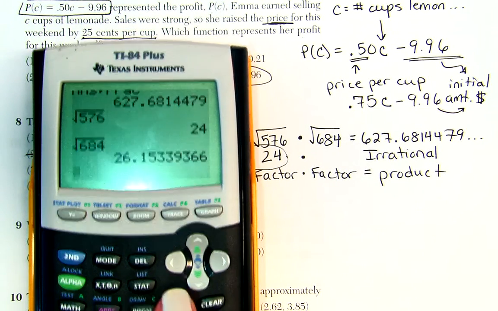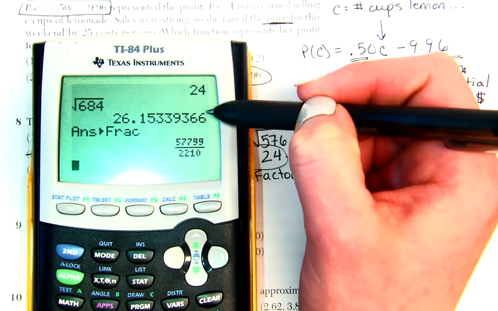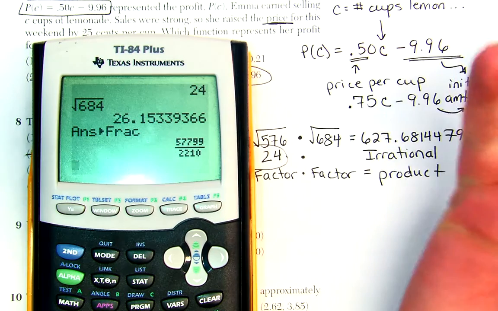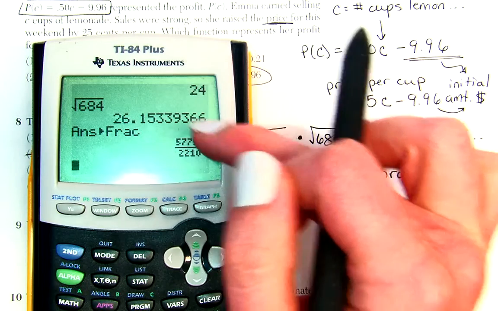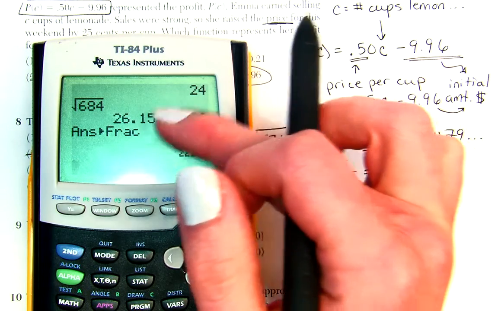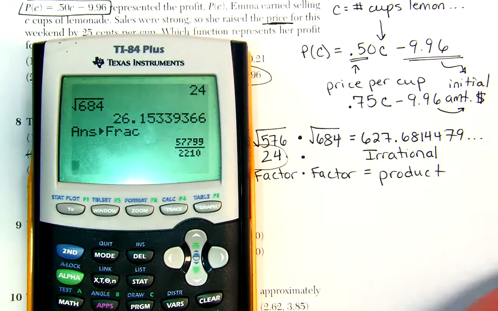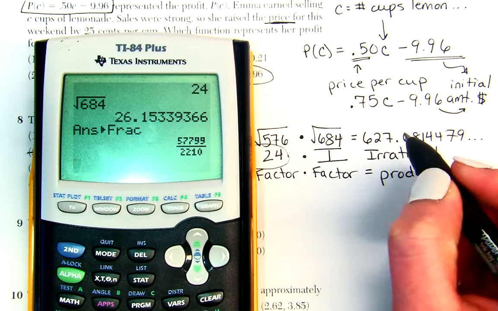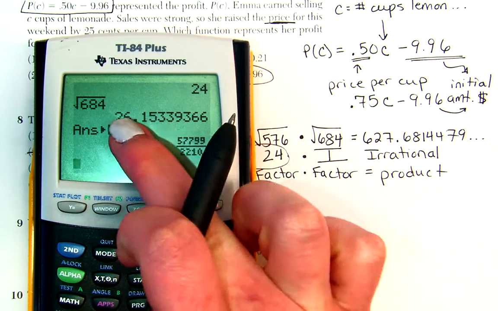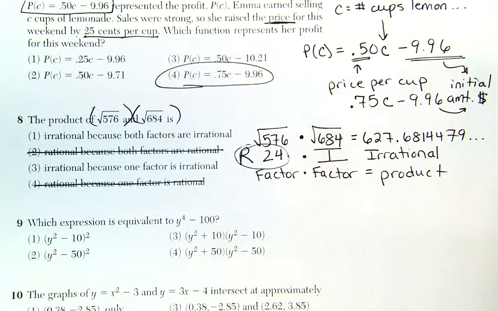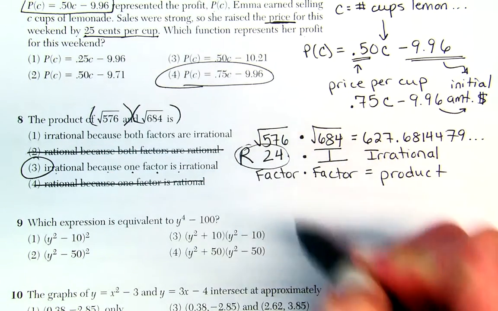we're going to get something that also, by pressing math, enter, enter, becomes a fraction, but the calculator rounds this last number here because it obviously cannot go on forever and ever. Otherwise, your calculator would never be able to do anything else other than continue calculating the square root of 684. If you wind up with a crazy fraction like this, 57,799 over 2,210, that means that this is an irrational number, because the calculator mistakenly creates a fraction based off of this number if it cuts it here. But we know that this number has no pattern and should continue on forever and ever. So the answer is irrational because one factor is irrational, because our first factor here is rational.